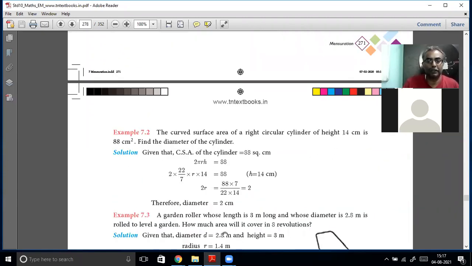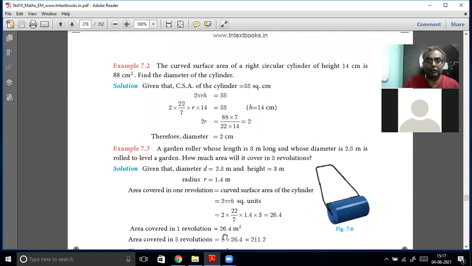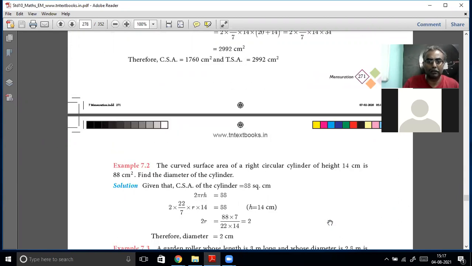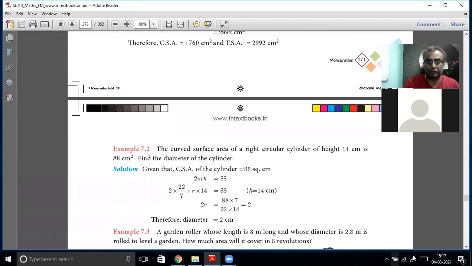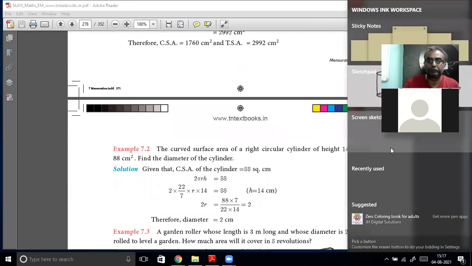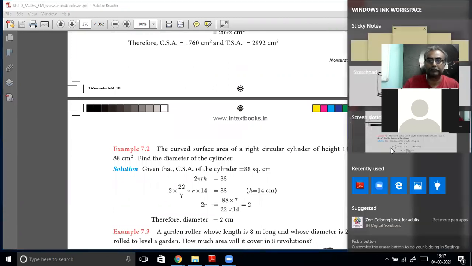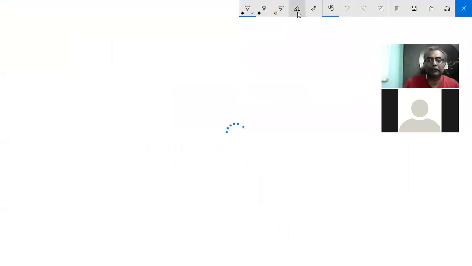Now example 7.3. Look at the diagram on the right side in 7.3, how a roller looks. A garden roller, okay? That is how a garden roller looks. Now let us try to solve that sum also. Will I rub this off?